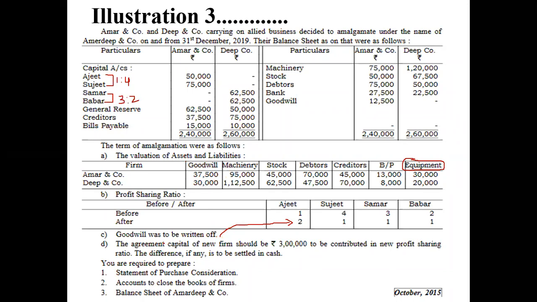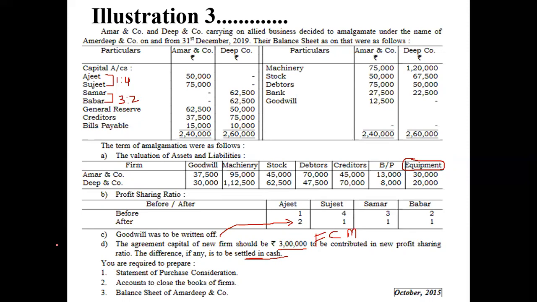The next point says the agreed capital of the new firm should be rupees 3 lakh. This is called the fixed capital method. Fixed capital method means you will carry forward a fixed capital to the balance sheet of the new firm. The agreed capital of the new firm should be rupees 3 lakh, to be contributed in the new profit sharing ratio, and if there is any difference, it is to be settled in cash. This is a new point that we have not seen in problem number 1 and problem number 2.